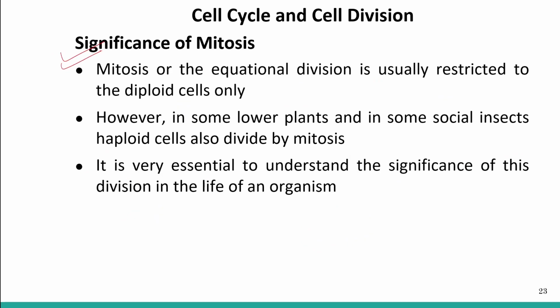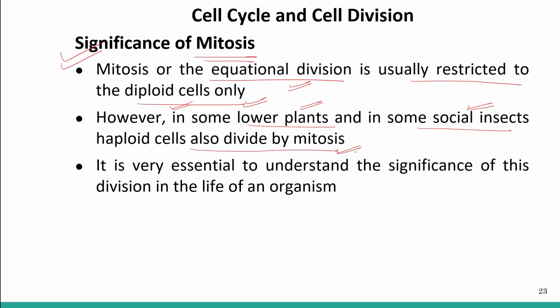Okay, so what is the significance of mitosis now? Mitosis or the equational division is usually restricted to the diploid cells only. So this equational division or the mitosis can be seen significantly in the diploid cells only. However, in some lower plants and some social insects, like Chlamydomonas, Spirogyra, and honeybees and ants, haploid cells also divide by mitosis. It is very essential to understand the significance of this division in the life of an organism.